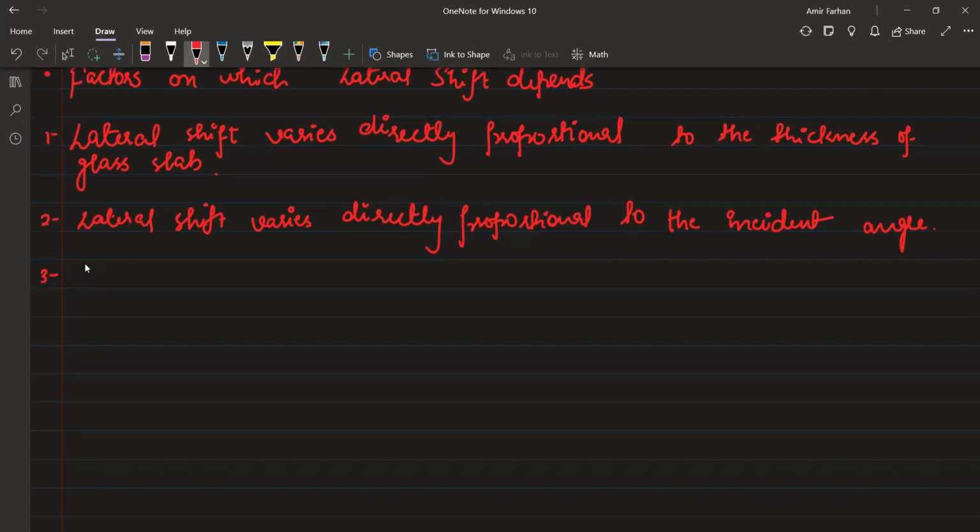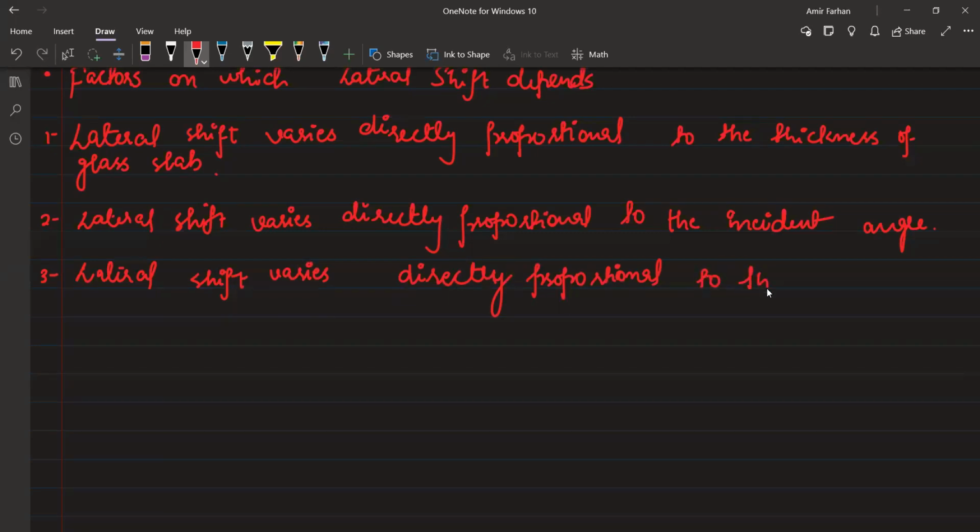Third point. Lateral shift varies directly proportional to the refractive index of the glass slab, which means that if the refractive index of the glass slab is more, then there would be more lateral displacement of the ray. Yes or no? Yes, sir.